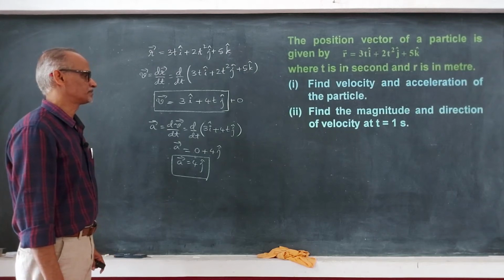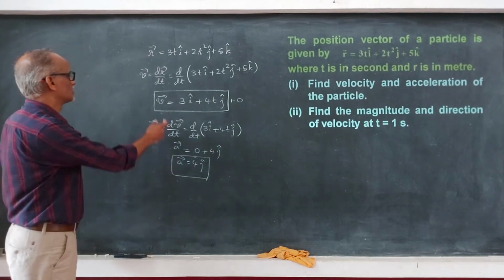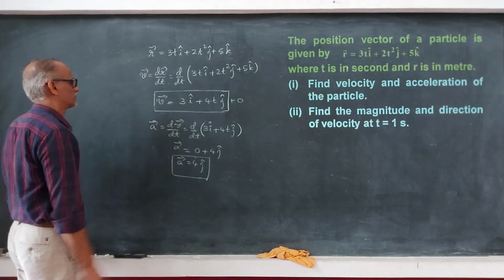Let us see if there is any other option. Find the magnitude and direction of the velocity at t is equal to 1 second. Okay. So, the value of the velocity is here, this is v.